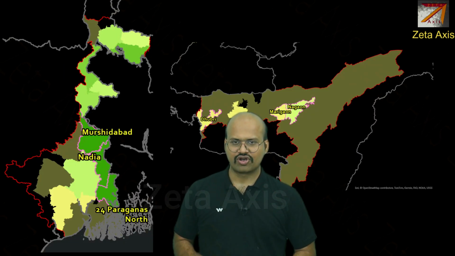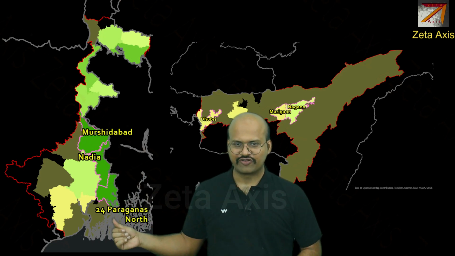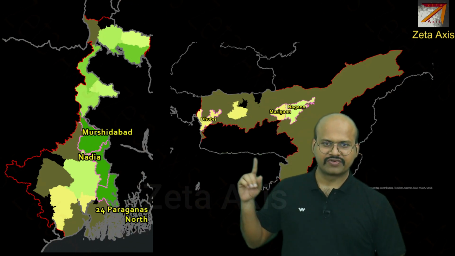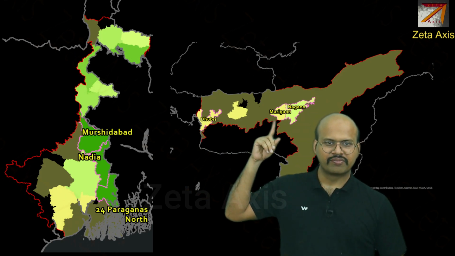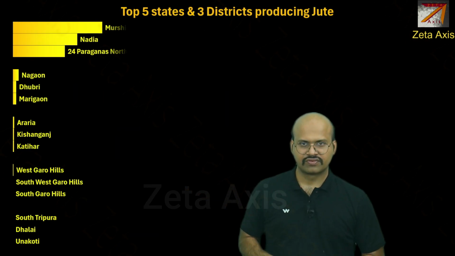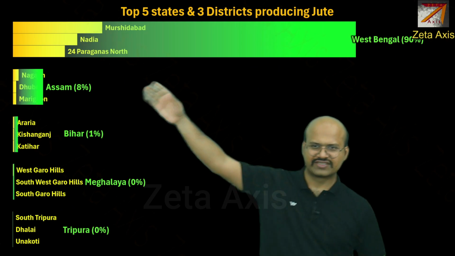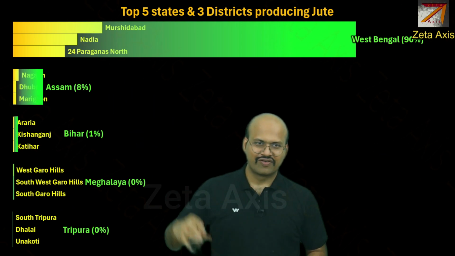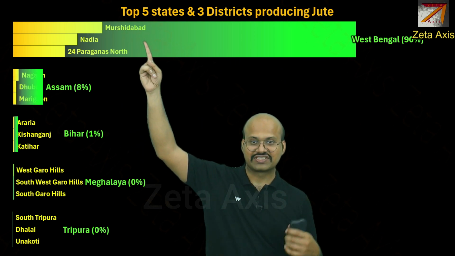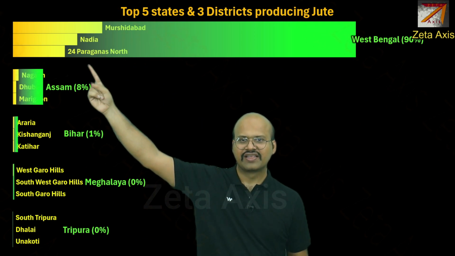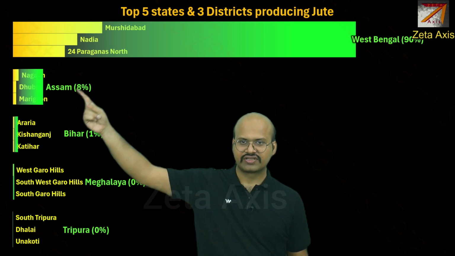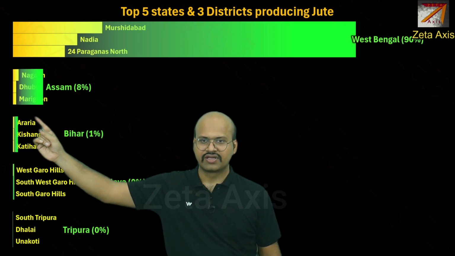Here in West Bengal, we have Murshidabad, Nadia and 24 Parganas North producing jute. And in Assam, we have Dhubri, Marigaon and Nagaon. These are the top 5 states producing jute, but only West Bengal and Assam produce a significant amount worth mentioning. In West Bengal, Murshidabad produces the highest amount of jute, followed by Nadia. Then we have 24 Parganas North. Then in Assam, we have Nagaon, Dhubri and Marigaon.